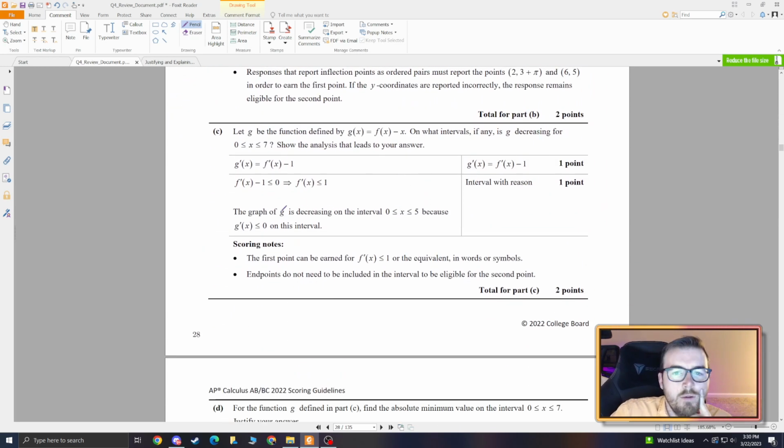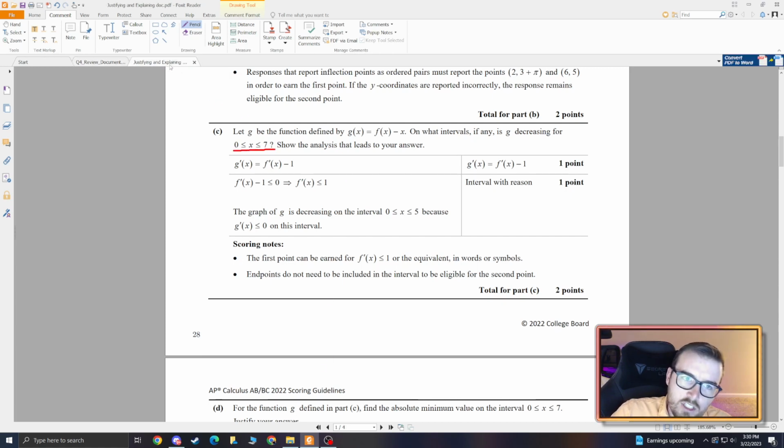Let's continue on. Part C. Let g be the function defined by g of x equals f of x minus x. On what intervals, if any, is g decreasing for 0 to 7? Show the analysis that leads to your answer.